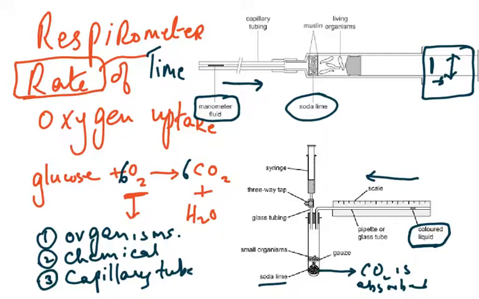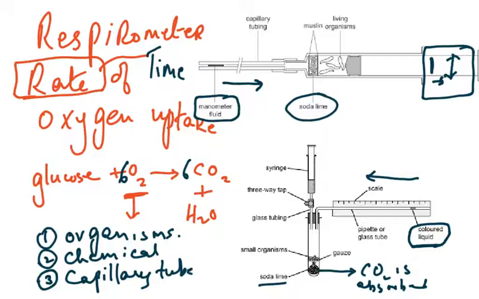So again I'm just going to do a recap. A respirometer is an instrument which measures the rate of oxygen uptake. It has to have 3 things. Number 1, a place or a chamber or a cavity, like a test tube or a syringe. Could be anything.